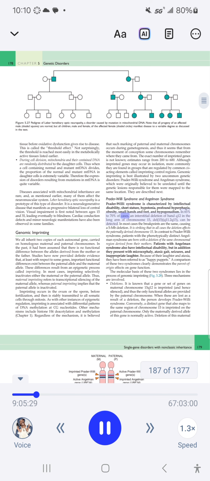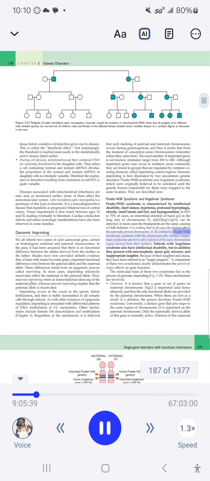In 65% to 70% of cases, an interstitial deletion of band q12 in the long arm of chromosome 15, del(15)(q11-q13), can be detected. In most cases, the breakpoints are the same, causing a 5 Mb deletion. It is striking that in all cases, the deletion affects the paternally derived chromosome 15.